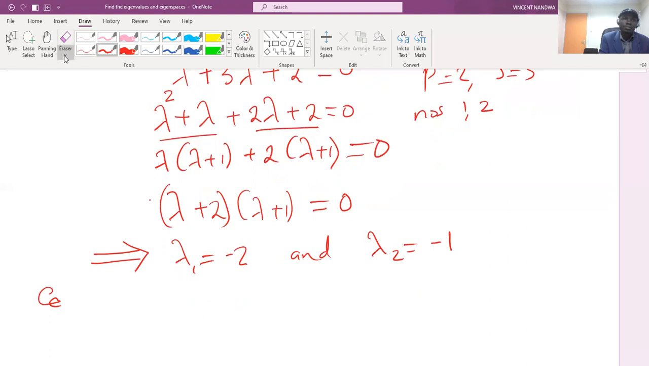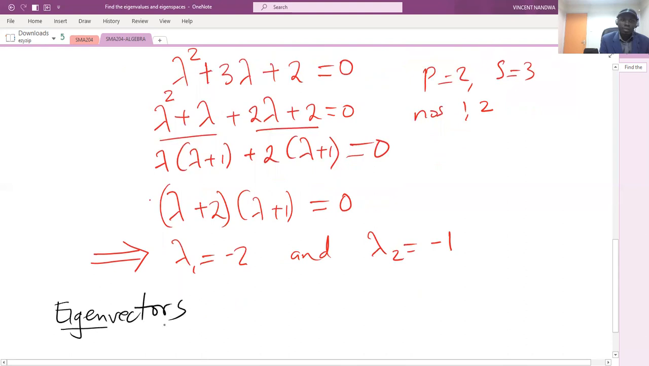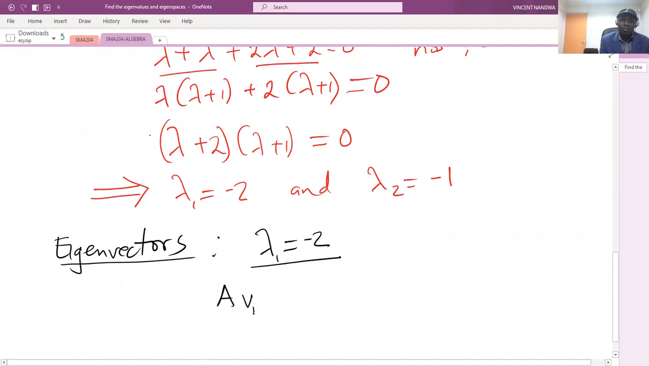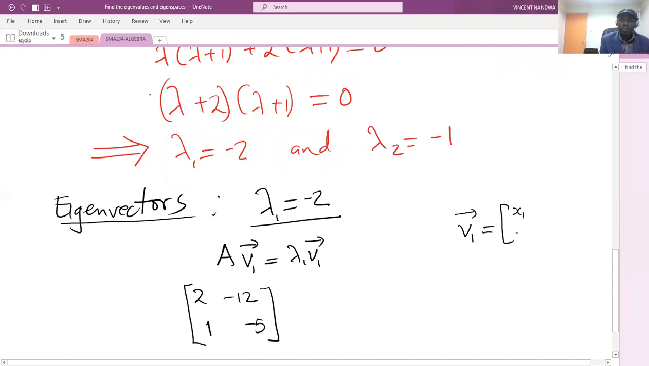Eigenvectors. So we'll start with lambda 1 equals minus 2. To find the eigenvector, just solve this equation, A v1 equals lambda 1 v1, where v1 is the eigenvector corresponding to lambda 1 equals minus 2. So remember, our matrix A is given by 2, minus 12, and then 1, minus 5. Let this vector v1 have elements x1 and x2. So we'll have A times (x1, x2) equals minus 2 times (x1, x2).